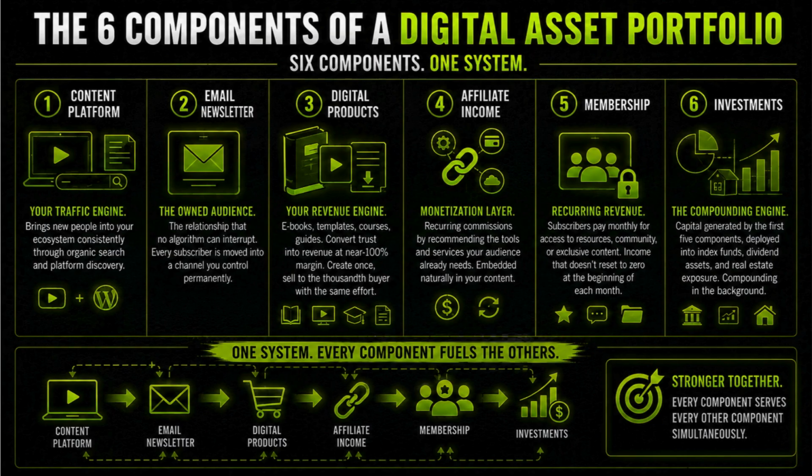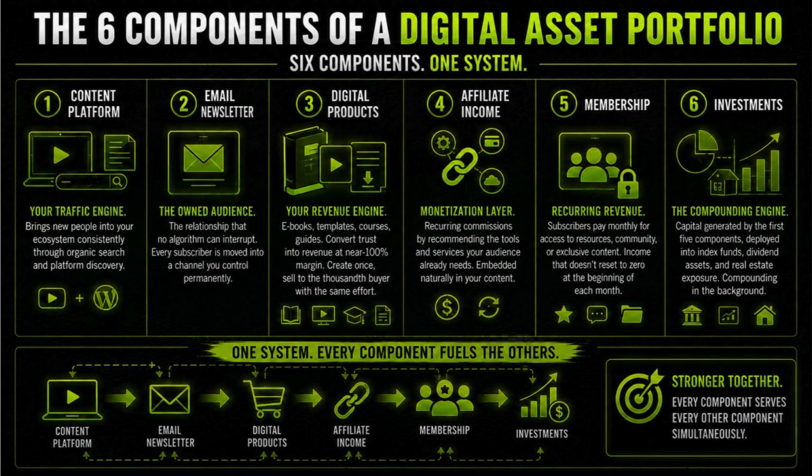Component 1, a content platform, usually a YouTube channel, a blog, or both. This is your traffic engine, the mechanism that brings new people into the ecosystem consistently through organic search and platform discoverability. Component 2, an email newsletter. This is the owned audience, the relationship that no algorithm can interrupt. Every subscriber who opts in from your content platform is moved into a communication channel you control permanently.